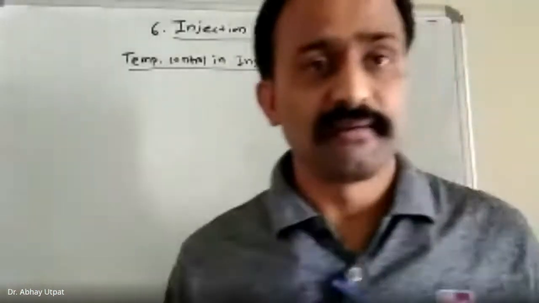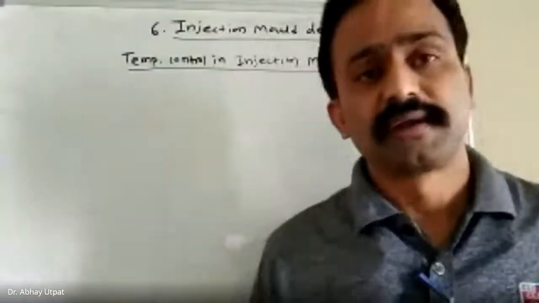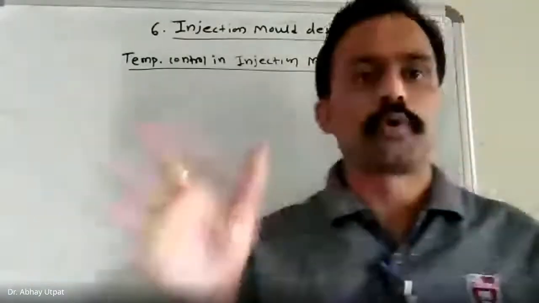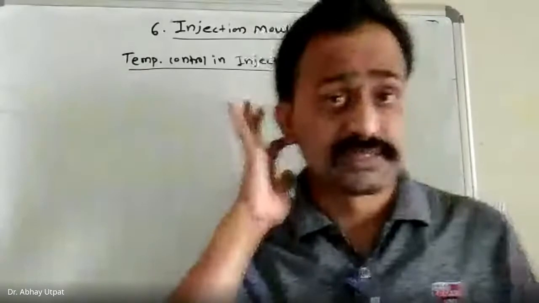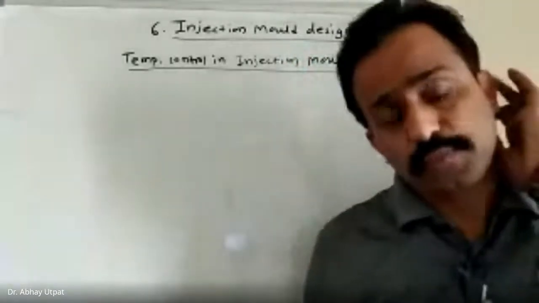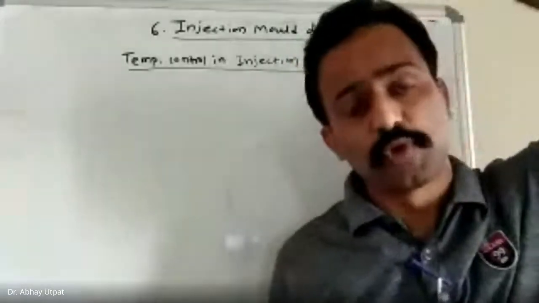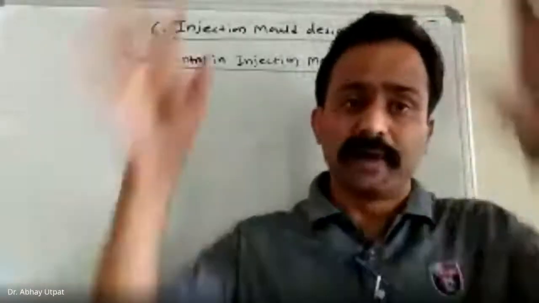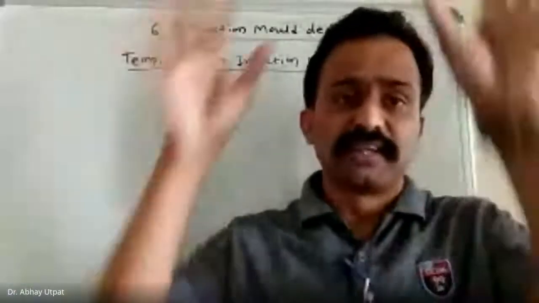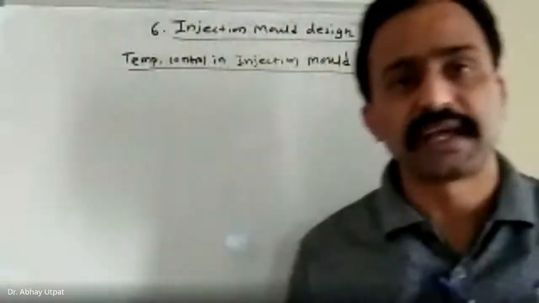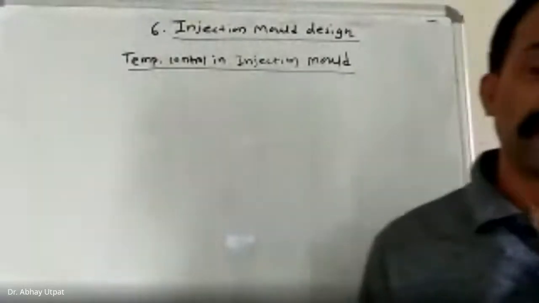One important point to be noted here: there is no direct contact of the plastic product with the water in the case of an injection mold. Remember this. Whereas in an extrusion mold, where the product comes out through the nozzle, it is cooled by air or water, and there is direct contact of water with the product. This is the main difference between extrusion molding and injection molding.